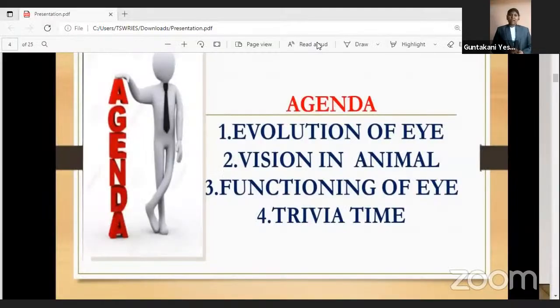So now, let us see our agenda, the topics we are going to cover in our class. The first topic is the evolution of the eye and vision in animals, then the functioning of the eye, and trivia time. So now, without further delay, let us start with the evolution of the eye.